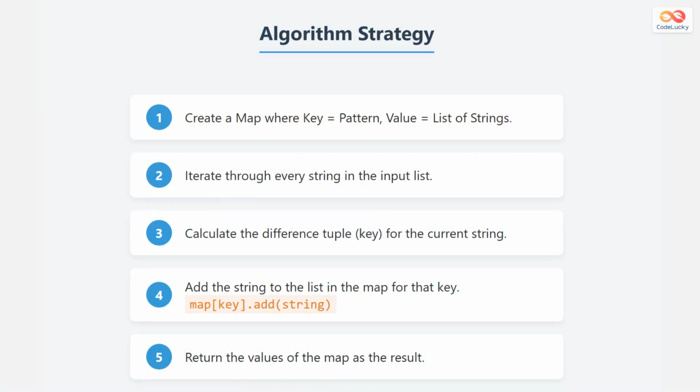Now we can build our algorithm. First, create a hash map where the key is the difference pattern and the value is a list of strings. Then, iterate through every string in your input list. Calculate its unique difference key using the modulo formula. Finally, add the string to the corresponding list in the map. The values of the map will be your grouped result.